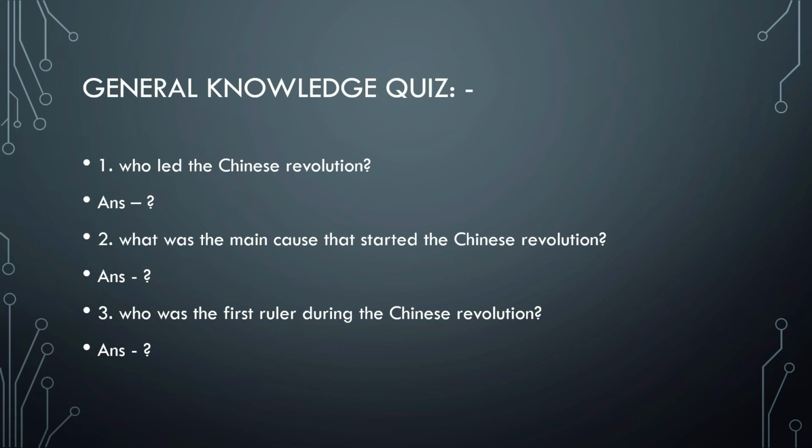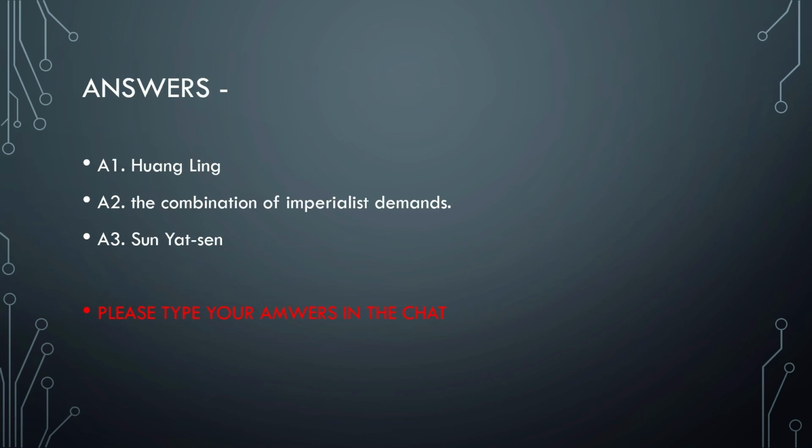The general knowledge quiz. So, who led the Chinese Revolution? What was the main cause that started the Chinese Revolution? And who was the first ruler during the Chinese Revolution? So the answers are: Huang Ling, the combination of imperialist demands, Sun Yat-sen.